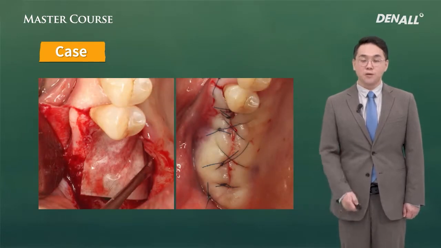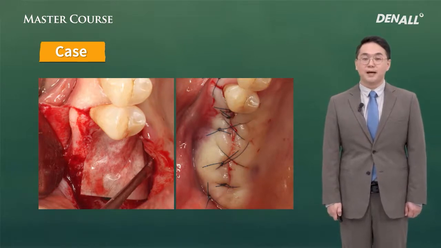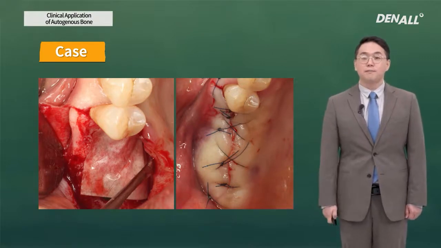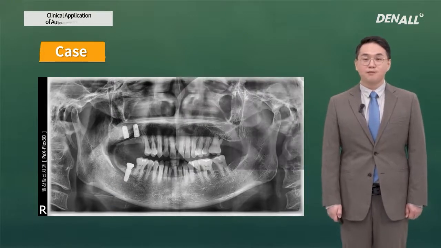The bone graft material is covered with a membrane and primary closure. As the bulged bone on the buccal side was cut off, the primary closure on the palatal side was easy to do. Panorama after the placement, PA.